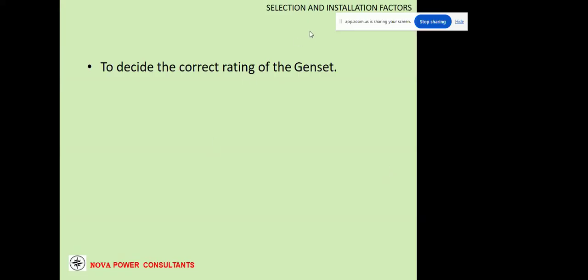Now, selection and installation factors to decide the correct rating of the genset.